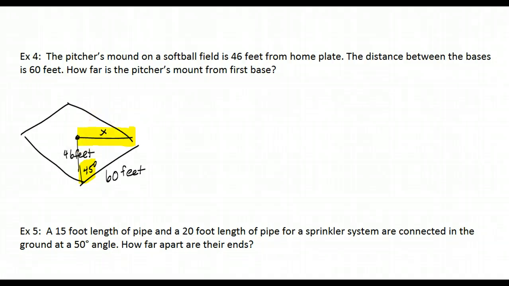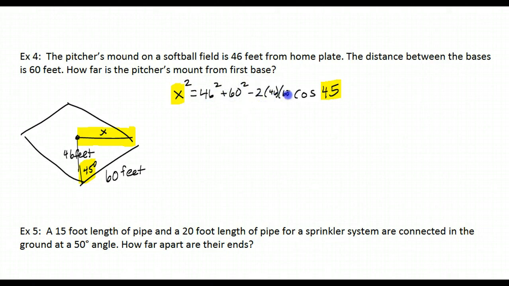And I am remembering that whichever distance I'm solving for, that's the thing that matches with my angle over here. These two are always across from each other. And then what's happening here is 46 and 60 are my other 2 numbers. So 46 squared plus 60 squared minus 2 times 46 times 60 times cosine of 45.